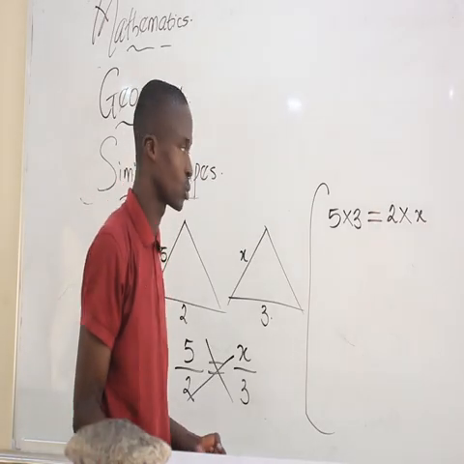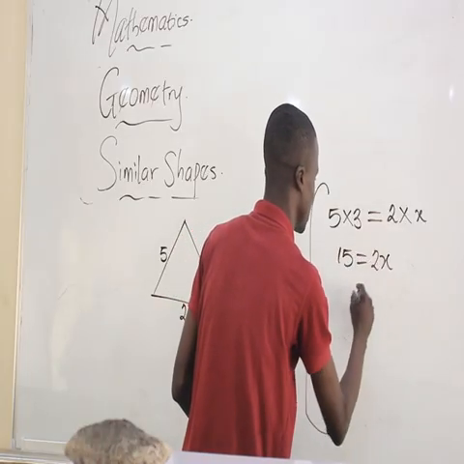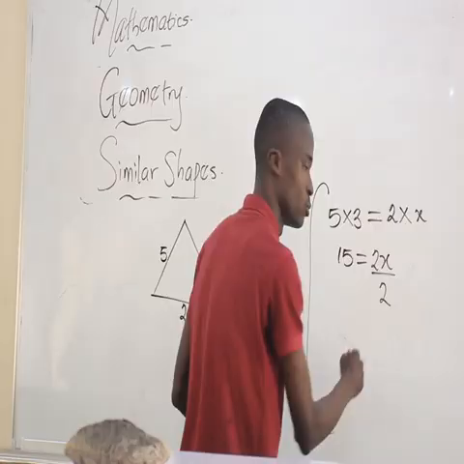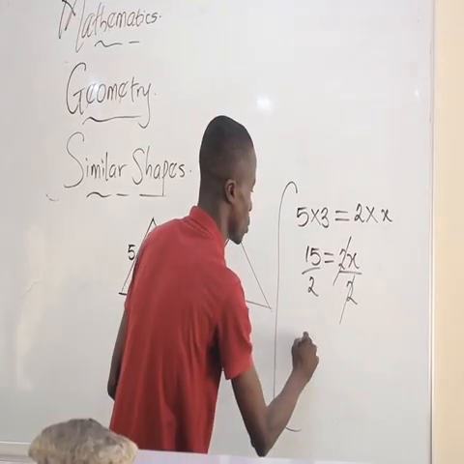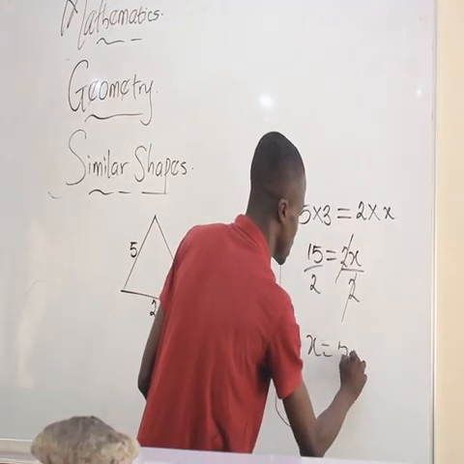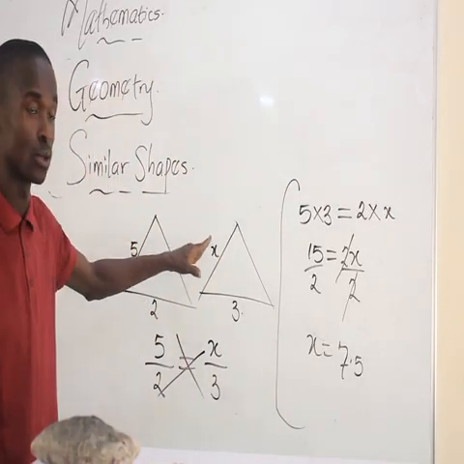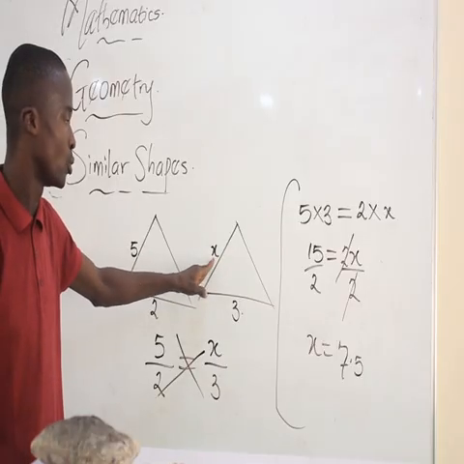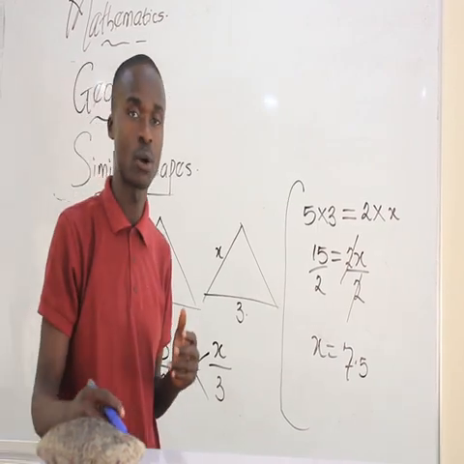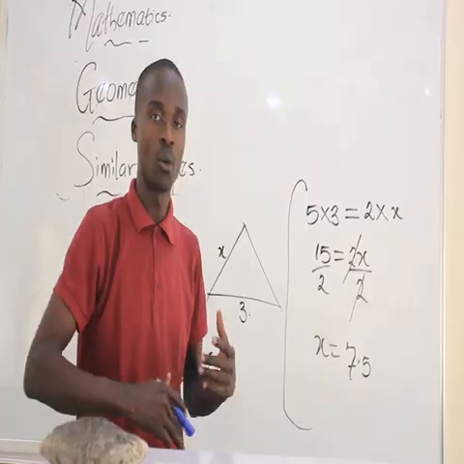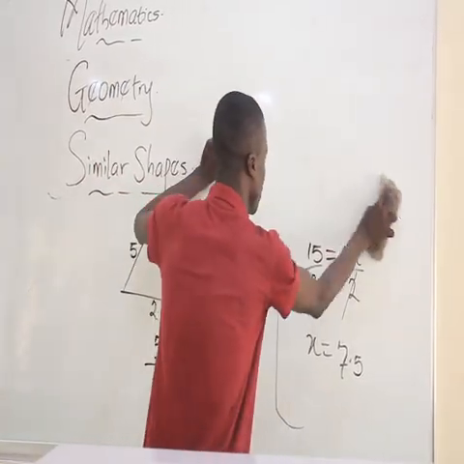Now what will it result to? You have 15 equal 2x. Divide both sides by 2. X will be equal 7.5. So it means that for you to obtain this unknown, which was tagged x, you have to use the idea of similar shapes where you compare, whatever form it might be presented to you. I give you another example.